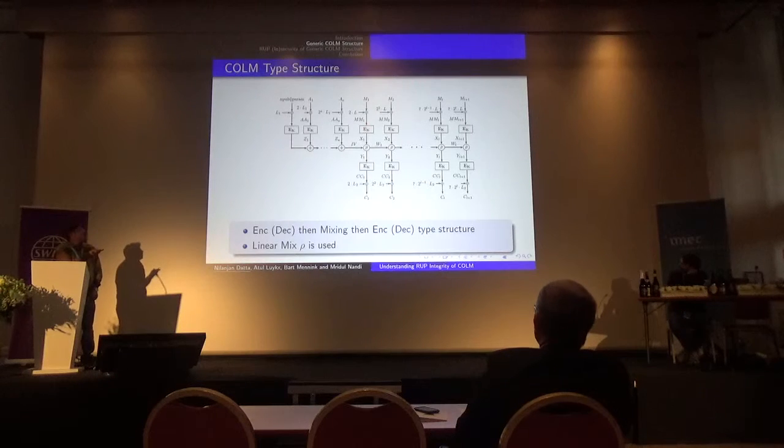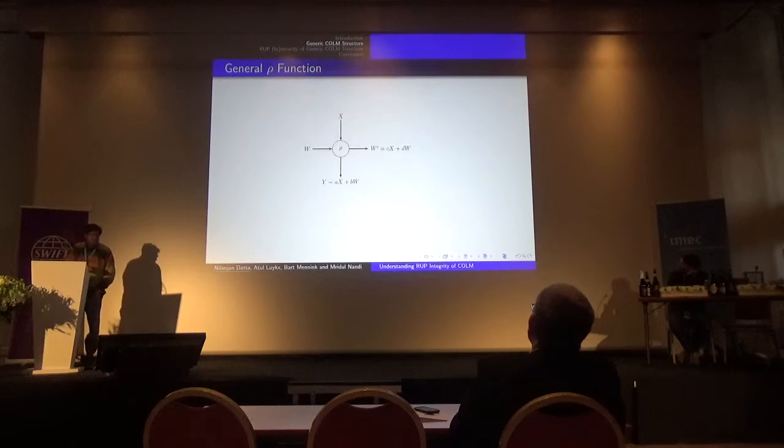As you can see, there is the encryption layer, then an online mixing layer, and then again an encryption layer. This encryption can actually be used by block cipher decryption as well. And a linear mix function rho is used. So what is this rho function?